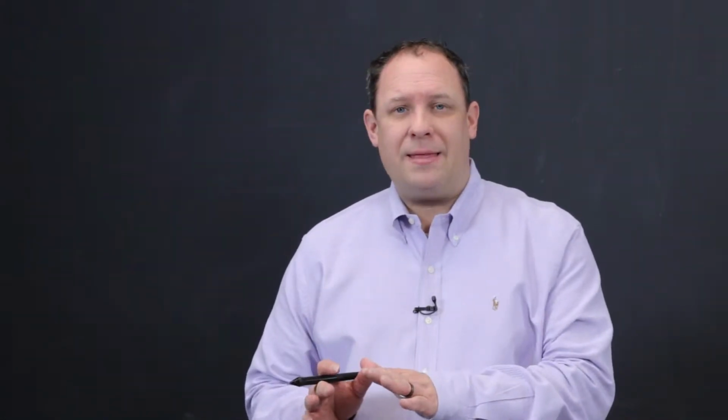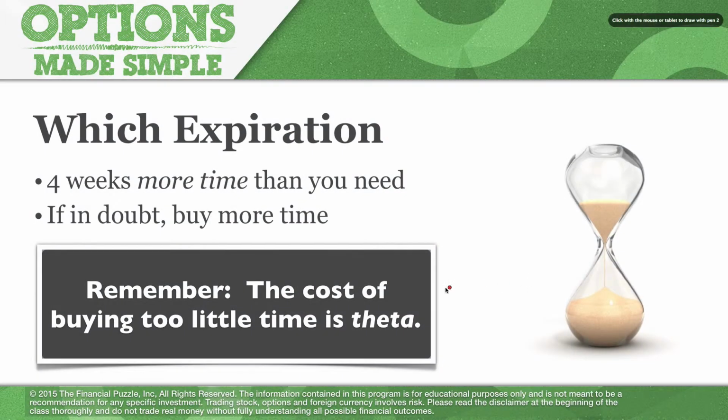Okay, so now we've selected which strike price to buy. The next question is which expiration month to buy. So here's the rules that I follow on this. I'm typically looking for 4 weeks more time than you need to be in the trade. Now, how much time do you need to be in a trade?